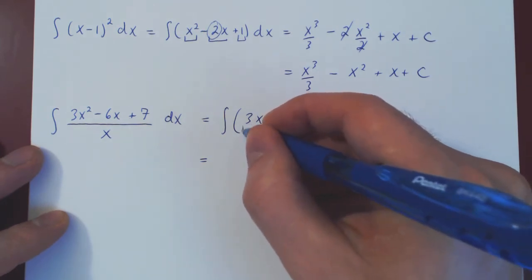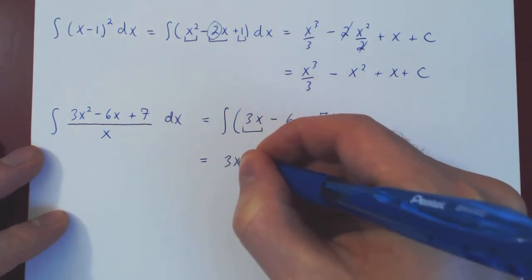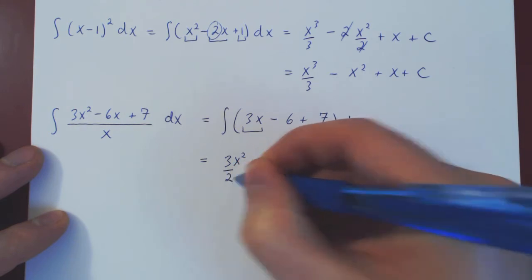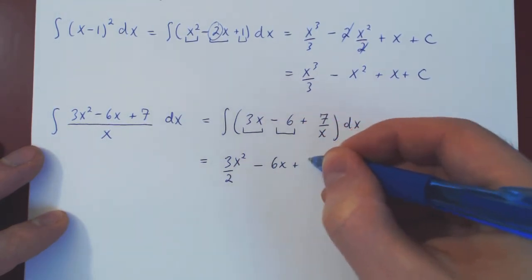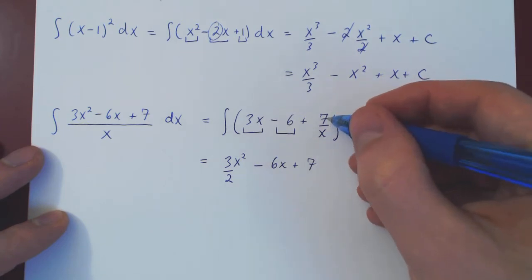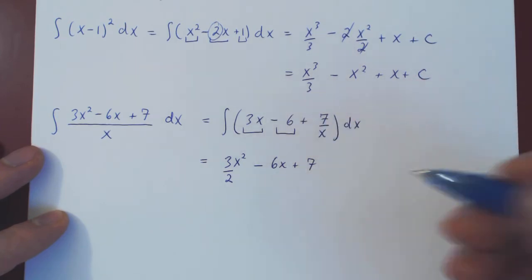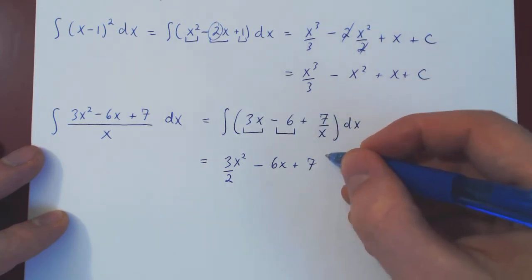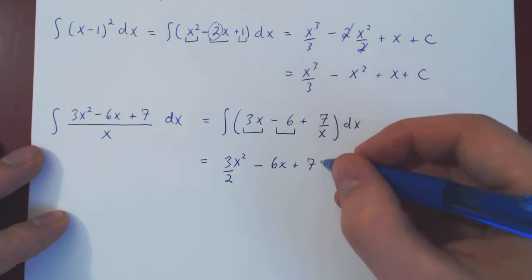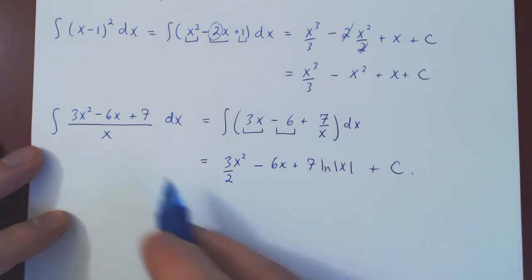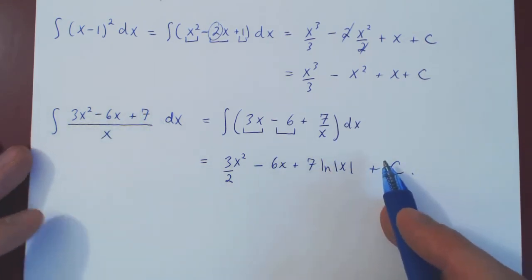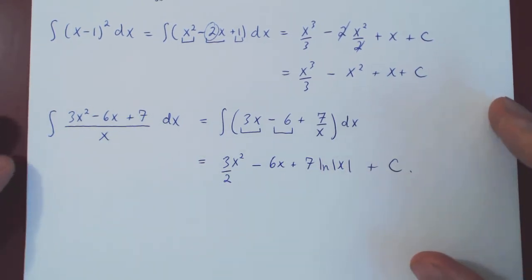So integrate 3x, you get 3x squared over 2, minus integrate 6, you get 6x, plus 7. Now you're left, if you factor the 7 out, a 1 over x, and of course, that's the special case. The integral of 1 over x is the ln of the absolute value of x, and finally plus c. So that's it. Now let's look at one last example.